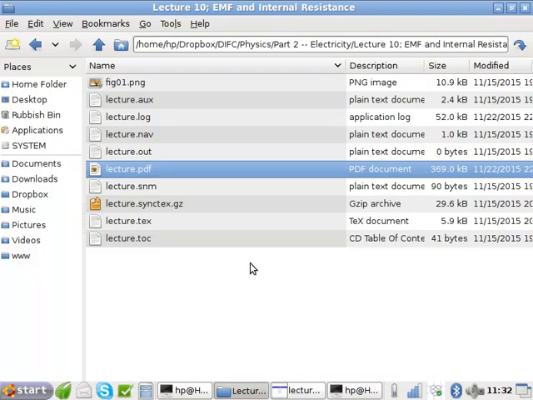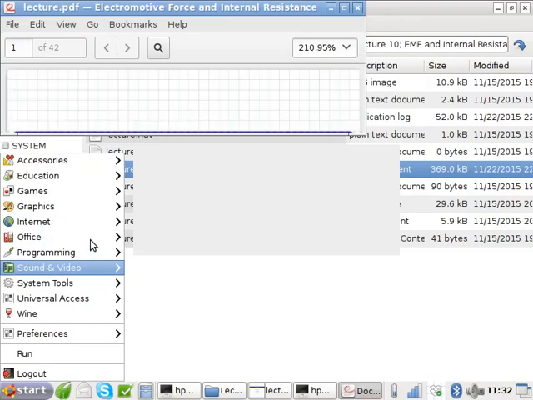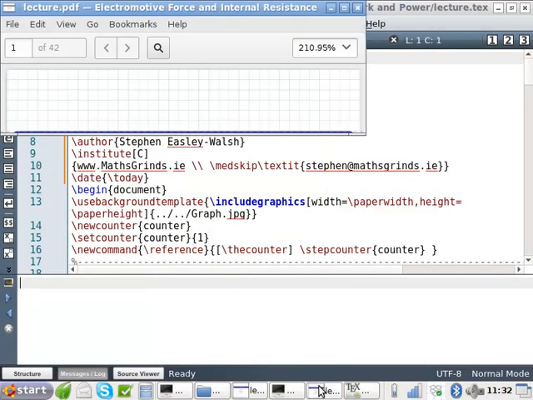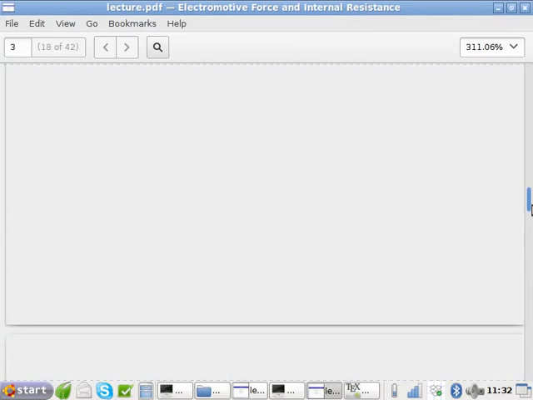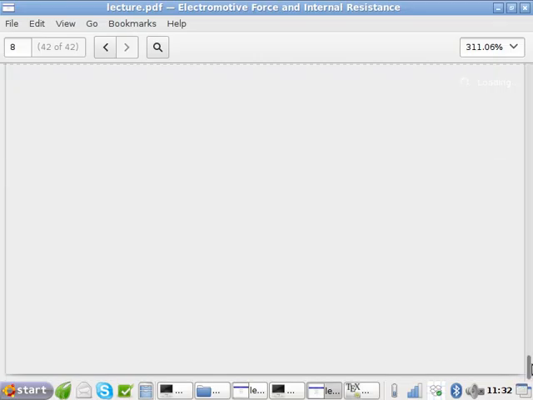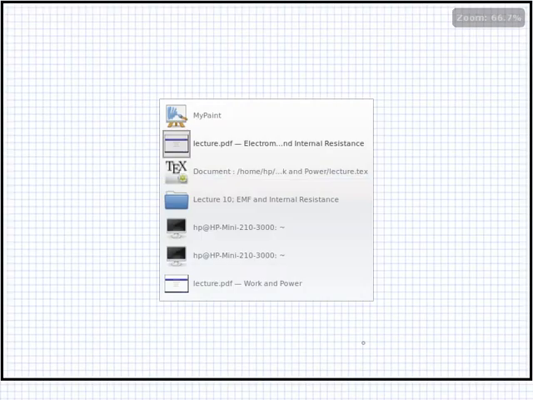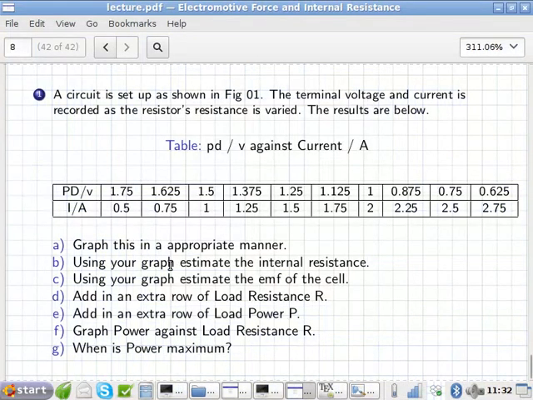Okay, let's have a look at this graph. I need to open up, make a beautiful graph. Okay, let's have a look. Right, so just one question? Yes, just one. Okay, so graph this, use your graph. Okay, add an extra row: potential difference and current.